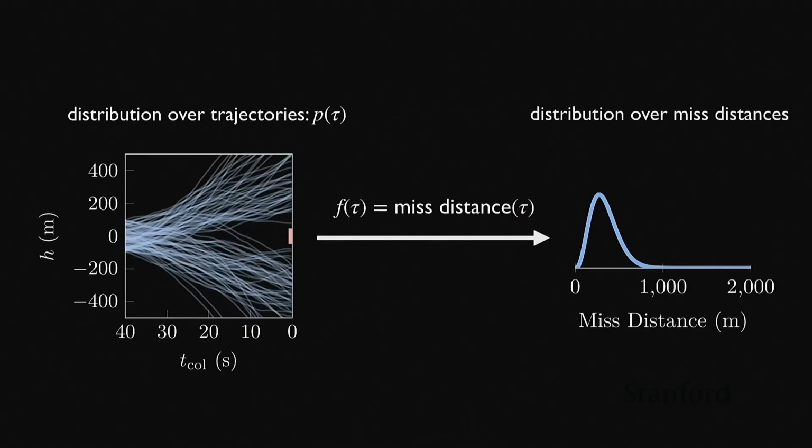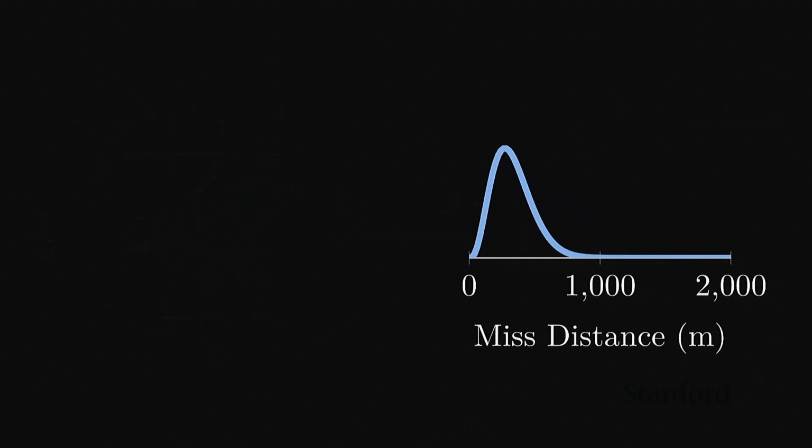So we have all of these trajectories. Maybe we have a metric over an individual trajectory, such as the missed distance. If we apply that to every single trajectory in this distribution, it gives us a distribution over this metric, a distribution over missed distances. Our goal is to come up with some nice, concise ways to summarize this distribution.